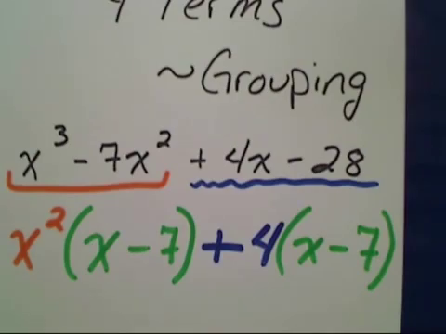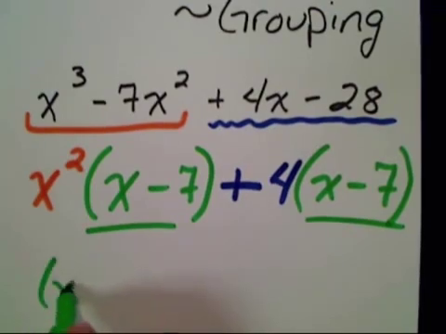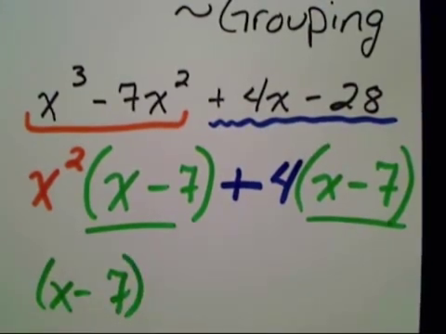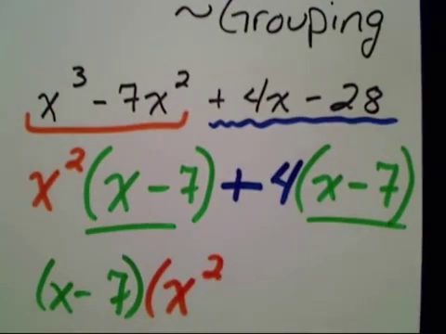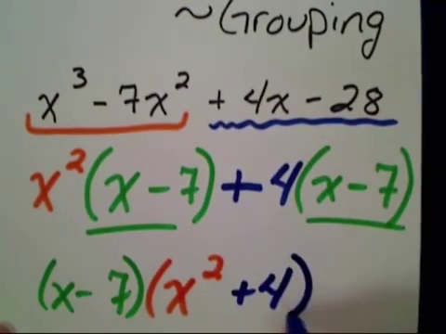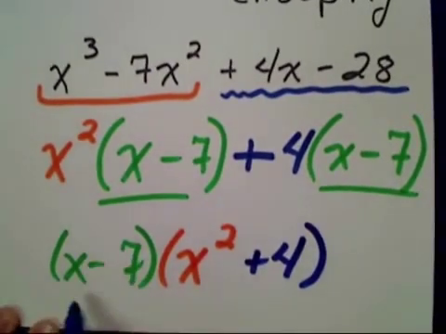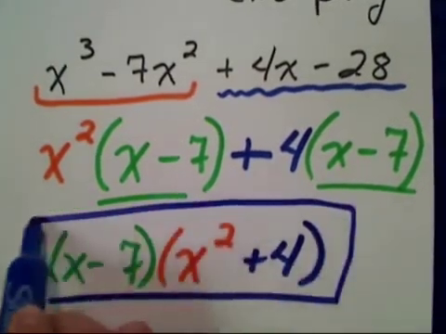So I can do exactly what we did at the end of the greatest common factor section. I can take out that common factor of x minus 7. So my next step is to pull out this common factor of x minus 7. What am I left with? The first term, if I take out the x minus 7, I'm left with x squared. And in the second term, when I take out my x minus 7, I'm left with the plus 4. Now it's a quantity times another quantity, so I am done. This is factored form.